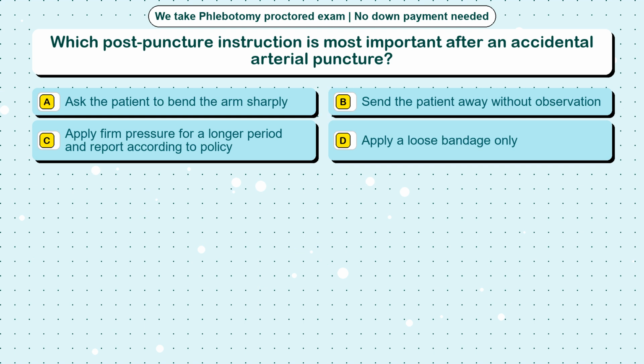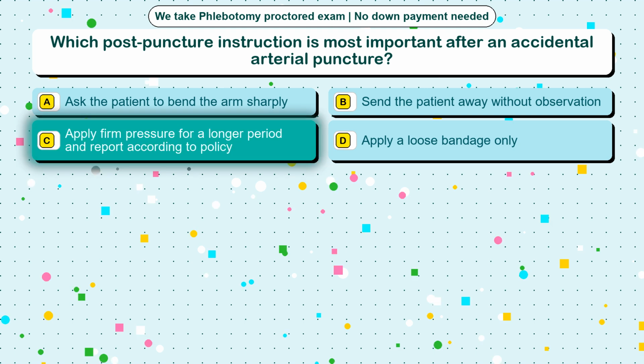Question 41. Which post-puncture instruction is most important after an accidental arterial puncture? Option A. Ask the patient to bend the arm sharply. Option B. Send the patient away without observation. Option C. Apply firm pressure for a longer period and report according to policy. Option D. Apply a loose bandage only.